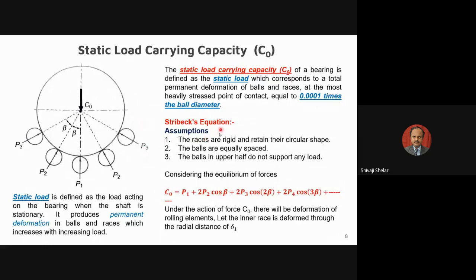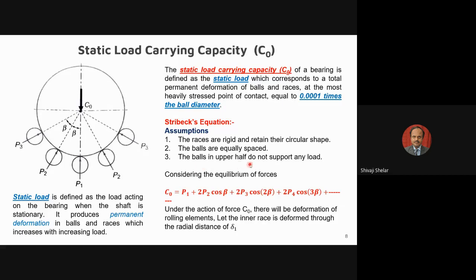So to make this calculation easy, let's make some assumptions. The first assumption: the races are rigid and retain their circular shape. So whatever the inner race and the outer race here, they are rigid and they retain their circular shape. The balls are equally spaced, as I have told. This is P2 and this is P2, which means they are equally spaced. This angle is beta, and this angle will also be beta.